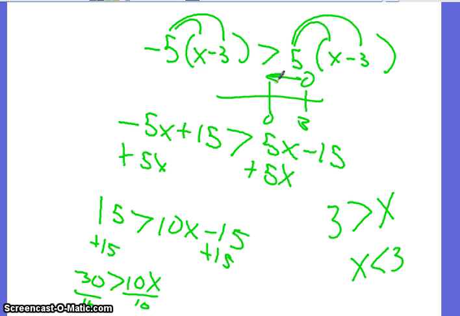Did I have to flip the sign this time? No. I didn't flip any sign, did I? Because I didn't have a negative variable, did I? Now, if I had subtracted 5x over here on both sides, then I potentially would have had to flip the sign. But you didn't give me that option.